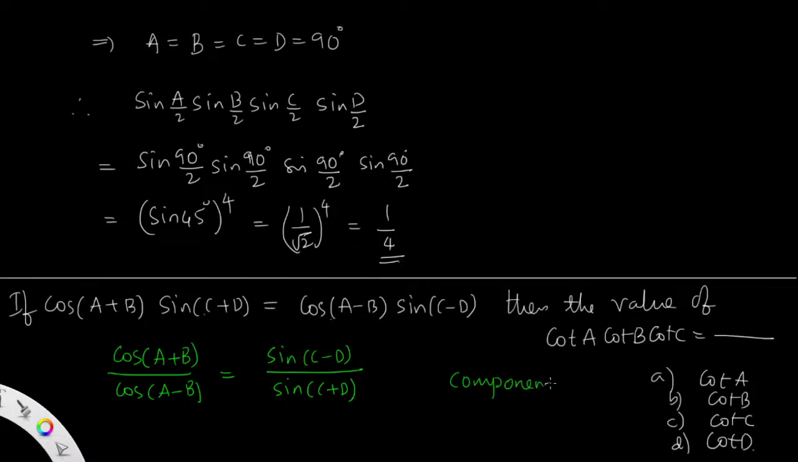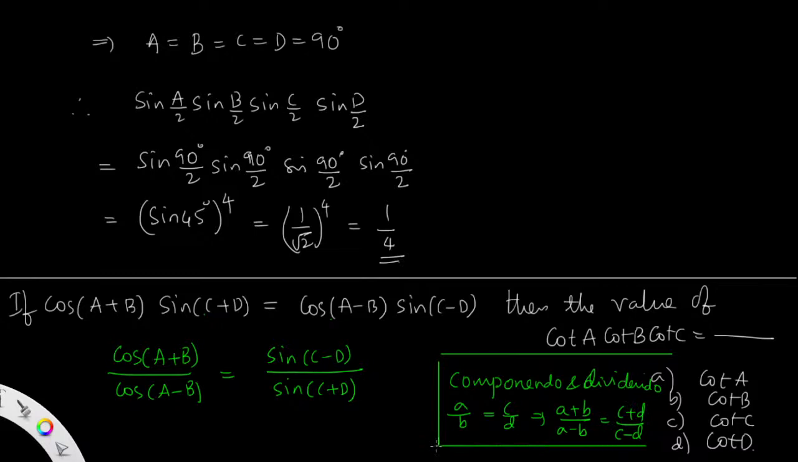In this type of question, solve with the shortcut, which is componendo and dividendo. The formula is: if the condition is in the form A by B equal to C by D, then we can write (A plus B) by (A minus B) equal to (C plus D) by (C minus D). This is the formula for componendo and dividendo. Now the formula can be applied here, then you get the answer directly.